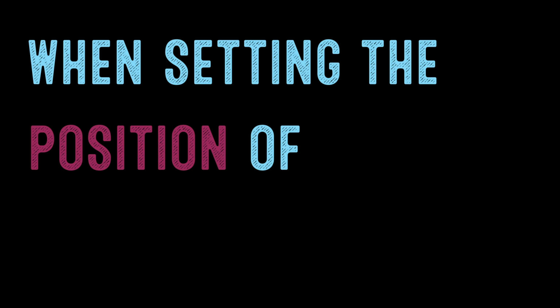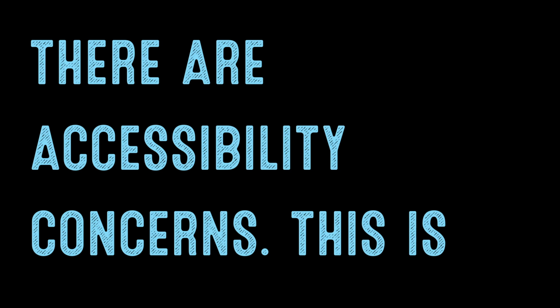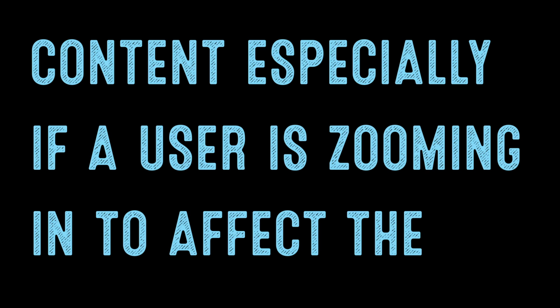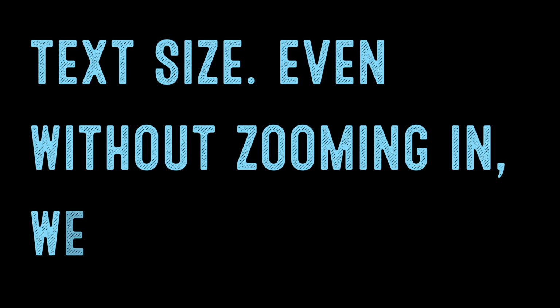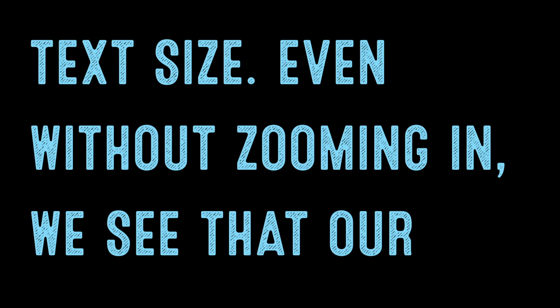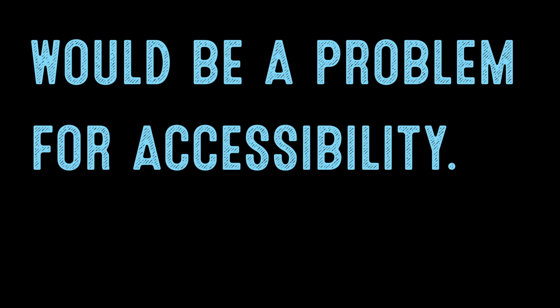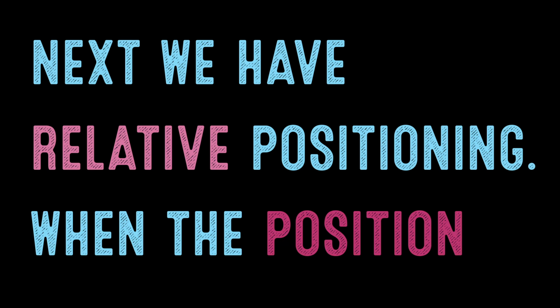When setting the position of an element to absolute, there are accessibility concerns. This is because these elements may obscure other content, especially if a user is zooming in to affect the text size. Even without zooming in, we see that our element obscures our section 1 heading, so this would be a problem for accessibility. Next, we have relative positioning.